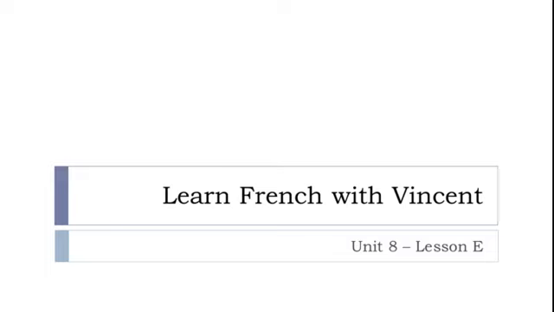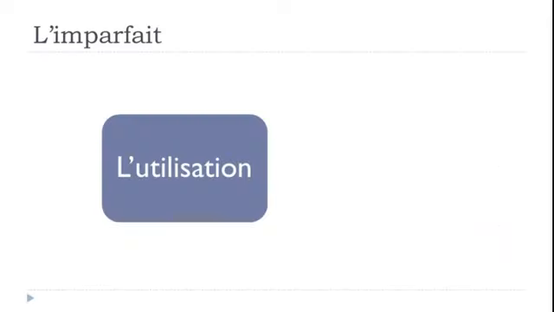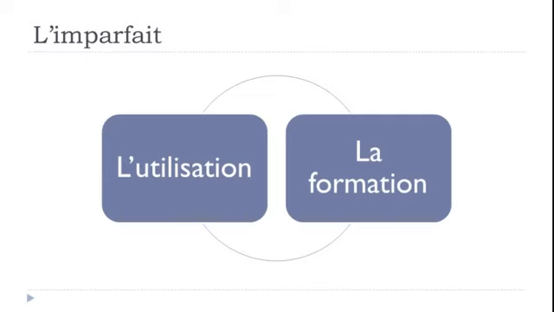Bonjour à tous and welcome to Learn French with Vincent, and this is Unité 8, leçon E. And in this lesson we'll discover together l'imparfait. So we saw previously le passé composé, this past tense that we use quite often, and this is the second one, l'imparfait. And in this video we'll see together the first part, l'utilisation, so when do we use l'imparfait. And then the second part will be la formation. So how do we build, how do we construct this imparfait form?